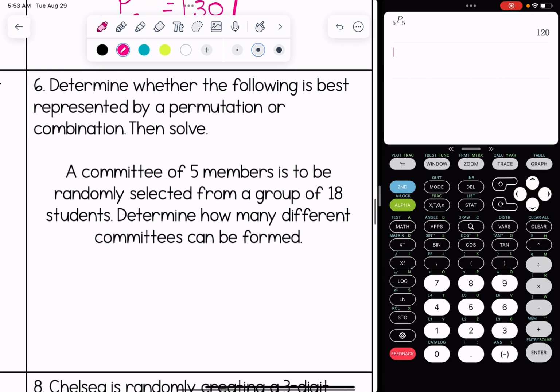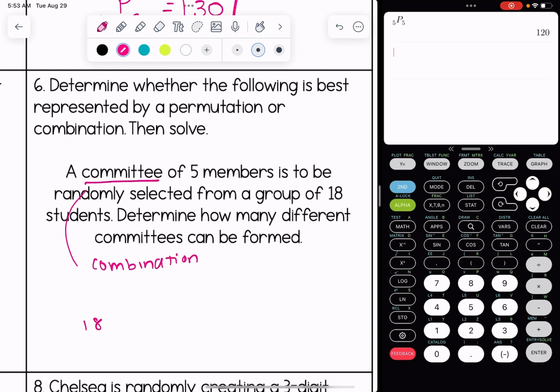Number 6, same question again. A committee of 5 members is to be randomly selected from a group of 18 students. Determine how many different committees can be formed. Just like on the previous question, arrangement, I said, is a keyword for permutation, committee is a keyword for a combination.